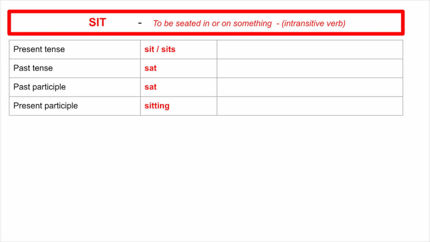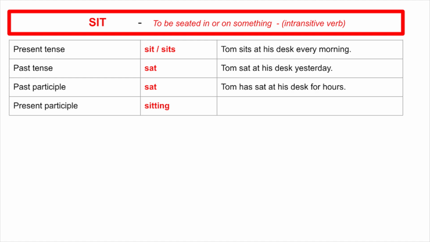Using the present tense form of the verb, Tom sits at his desk every morning. Using the past tense, sat, Tom sat at his desk yesterday. For the past participle, sat, Tom has sat at his desk for hours. And using the present participle, sitting, Tom is sitting quietly at his desk.